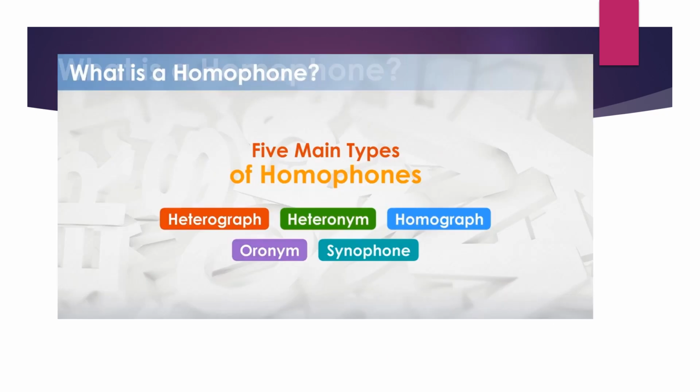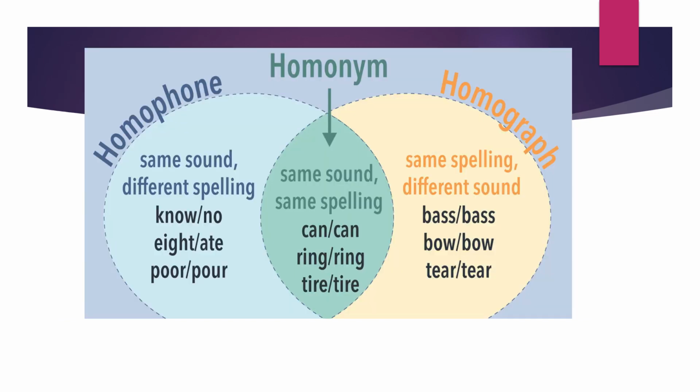Next, what is homophone? Let's discuss it in a diverse way. We know that we have five main types of homophones: heterograph, heteronym, homograph, homonym, and synophone. The synophone is also a type of homophone.